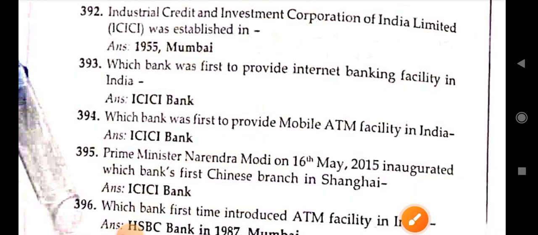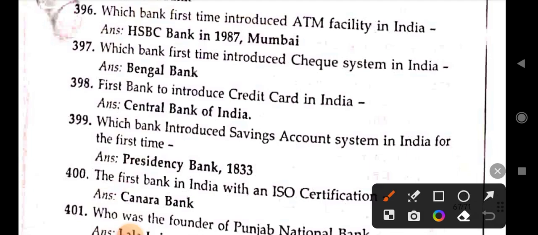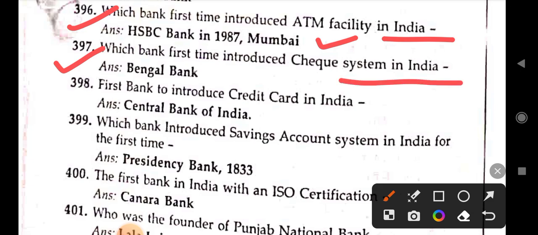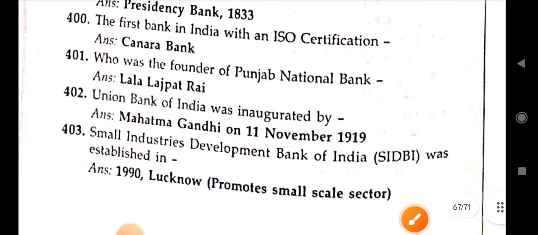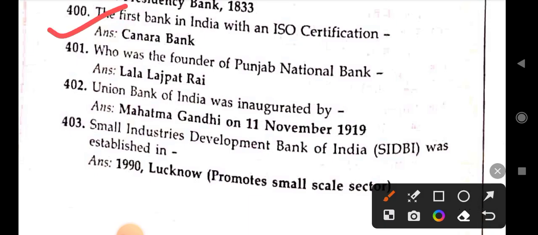ICICI Bank. Next, which bank first introduced ATM facility in India? HSBC Bank, 1987, Mumbai. Which bank first introduced the cheque system in India? Bengal Bank. First bank to introduce credit card in India, Central Bank of India. Which bank introduced the savings account system in India for the first time? Presidency Bank, 1933. Next, the first bank in India with an ISO certification, Canara Bank.